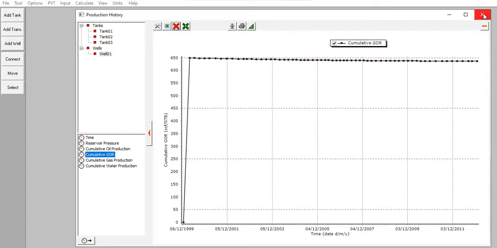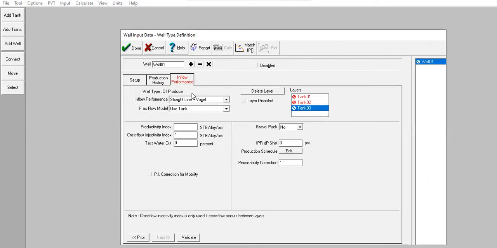Okay, so far so good. Close. Now inflow performance. We will allocate the production based on the inflow performance from each reservoir. So let's be careful here. We first go to tank 1.